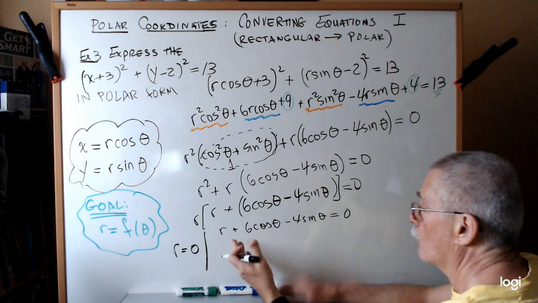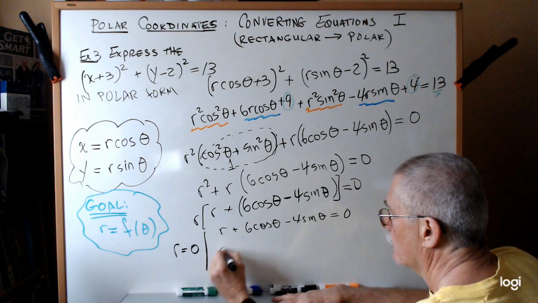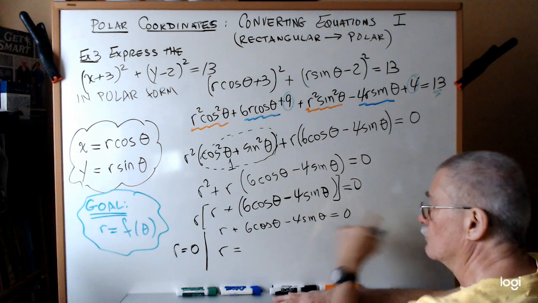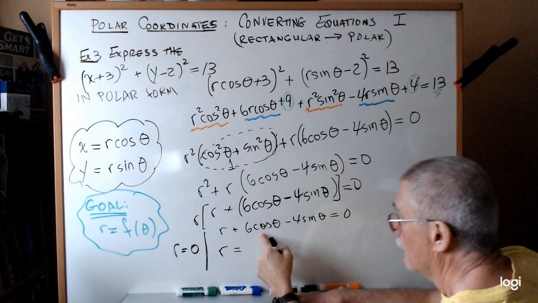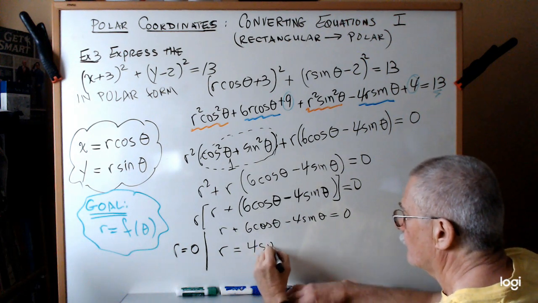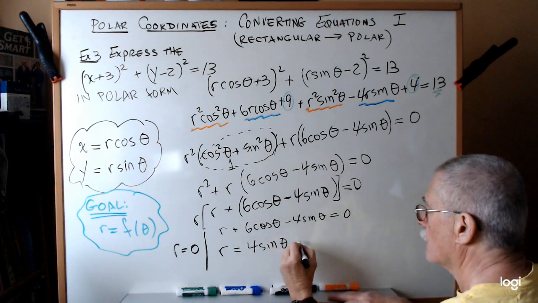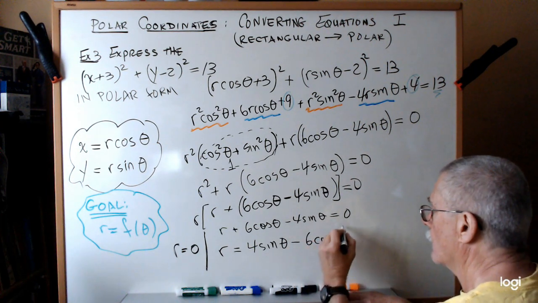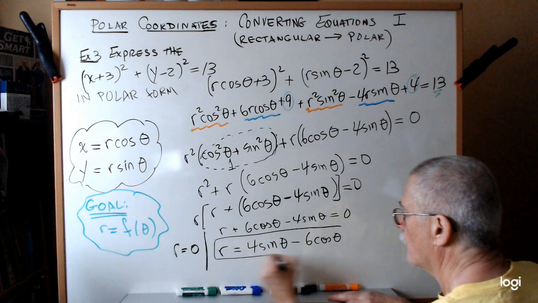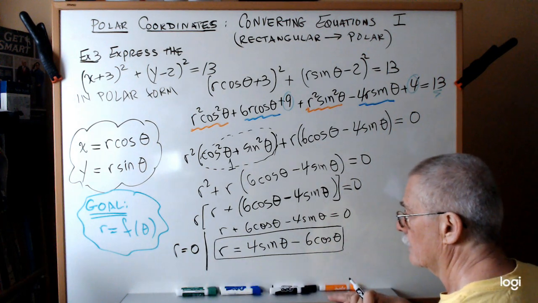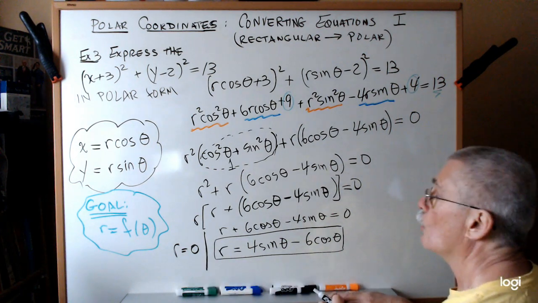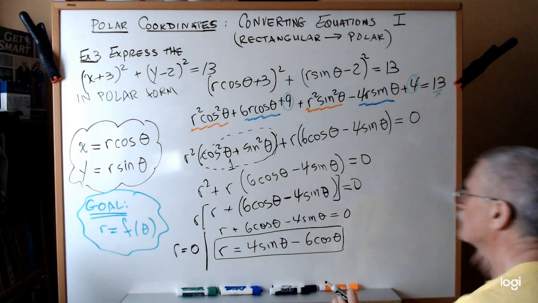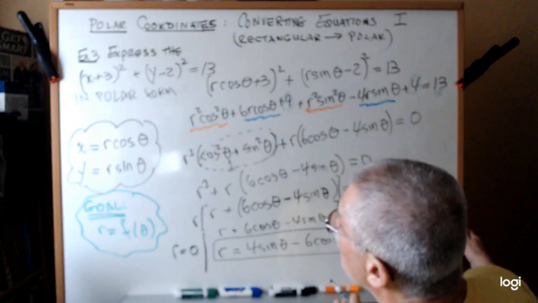Okay, and now what I would do is I'll get these over to the other side, and I get r equals, notice this goes over, it becomes positive, because when you move a term, you change its sign. This becomes negative 4 sine theta minus 6 cosine theta, and there we go. That would be the equation in polar form of a circle, which is, what do we say? We said centered at negative 3, 2.